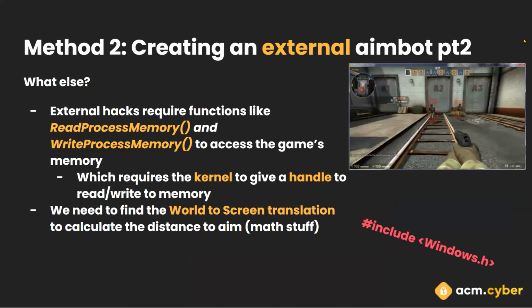Next slide. So other things, like I was talking about, you need functions like ReadProcessMemory and WriteProcessMemory in order to actually get the game's memory or change it. And you also need the kernel to give you a handle in order to access the process's memory. And like I was saying earlier, the math stuff, there's something called world to screen translation. If you actually take CS 174A, you do some of that kind of stuff. But I took it last year, and I don't remember any of it. I just remember there being a lot of matrix math. So if you're into that, maybe you'll do that. But yeah, next slide.